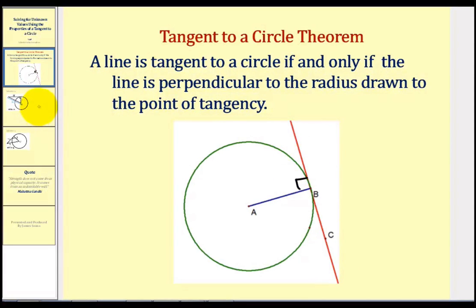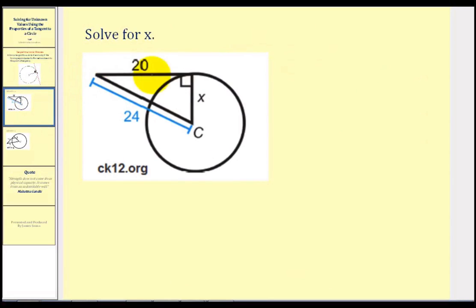Let's go ahead and take a look at our first example. Here we're given a tangent segment and the radius of the circle drawn to that point of tangency, which we know forms a right angle. So now that we know we have a right triangle here, we can use the Pythagorean theorem to determine the value of x. The Pythagorean theorem states that the sum of the squares of the legs of a right triangle equals the square of the hypotenuse.